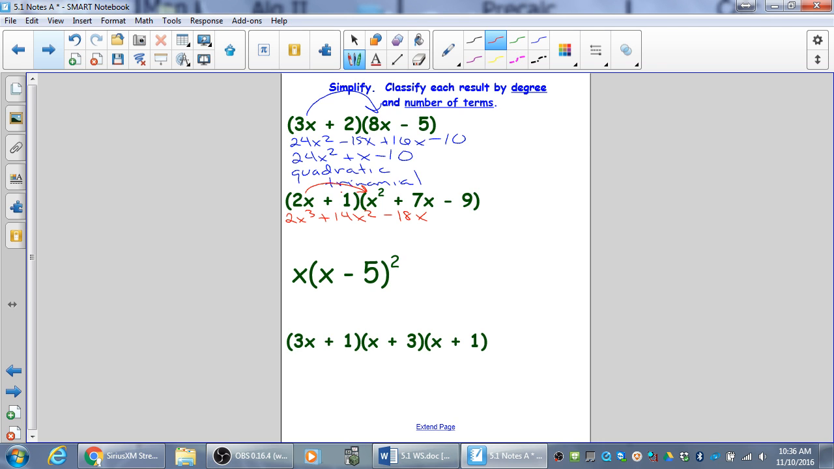Now we're going to distribute the 1 through. That's going to be x squared. It's 1 times 1 is 1. 1 times 7 is 7. And 1 times negative 9 is negative 9. And if you line them up like I did there, then you can combine, I think, rather easily. If you do it all in one line, it gets a little confusing. So I put the x squared under the x squared and so on. So we have 2x to the third plus 15x squared minus 11x minus 9. So we combine the like terms.